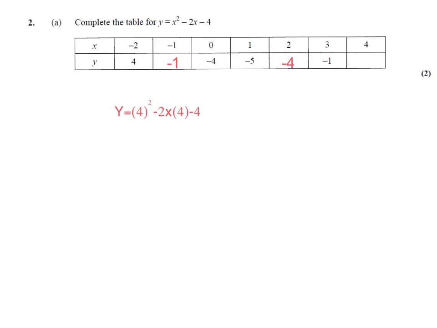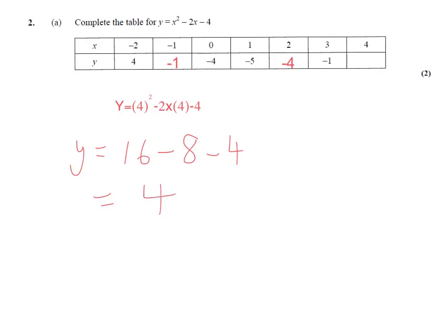So we've only got to replace x with 4 now, just for the last one. Okay, so 4 squared is 16, so y equals 16, minus 2 times 4, so minus 8, minus the 4 that's at the end there. Okay, so that gives us 16 take away 8 is 8, 8 take away another 4 is 4. So we just put 4 in our last box here. And that gives us our completed table.